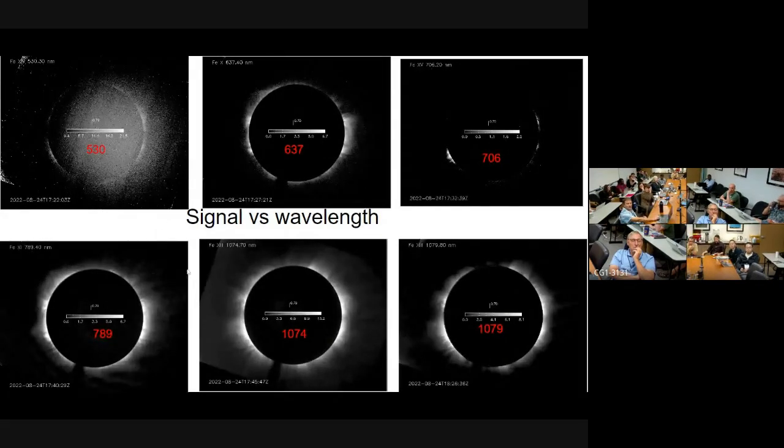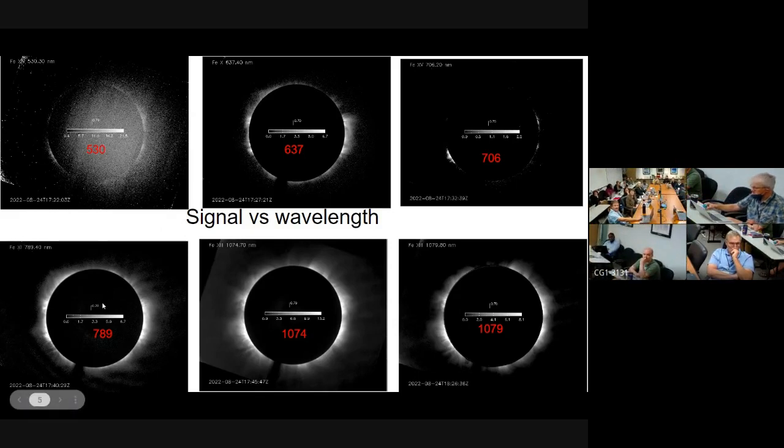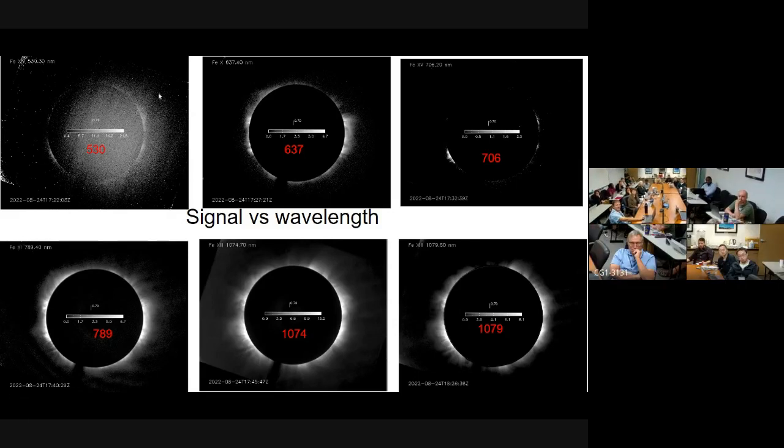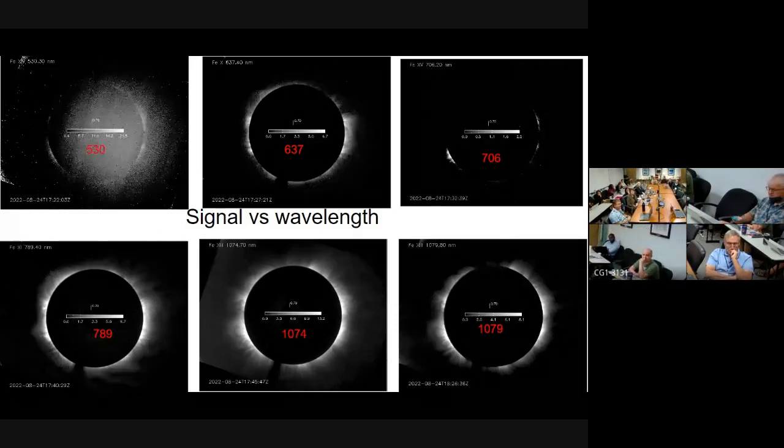You can see a lot more coronal structure in the 1074 and 1079, maybe a little bit less than 789, basically nothing in 706, and kind of noise in the 530, 637 or something. So as we go more into the blue, the signal goes down.